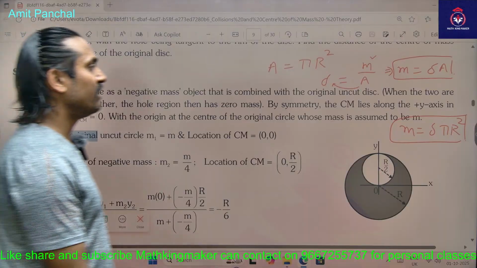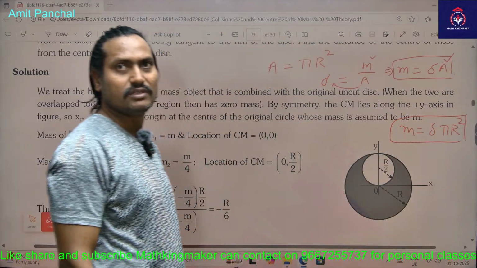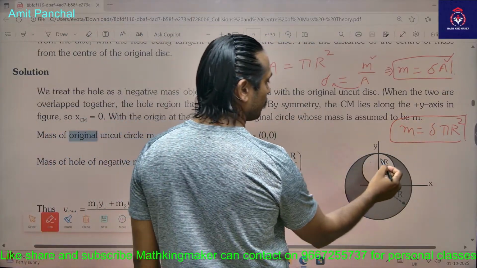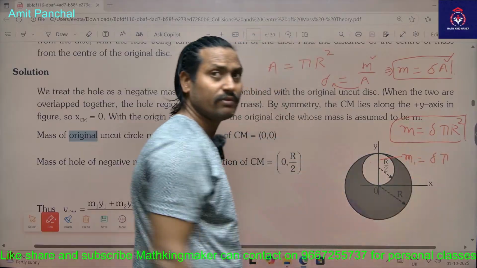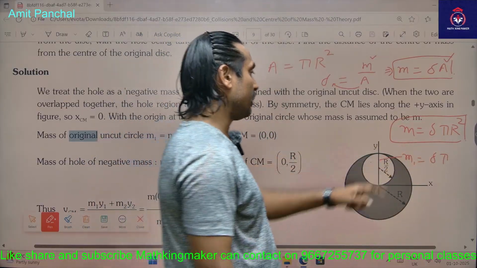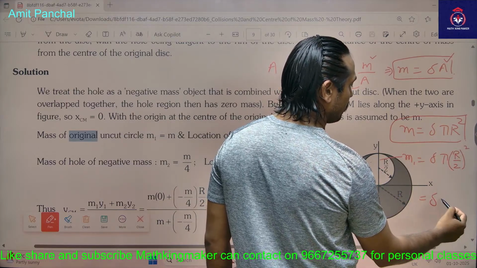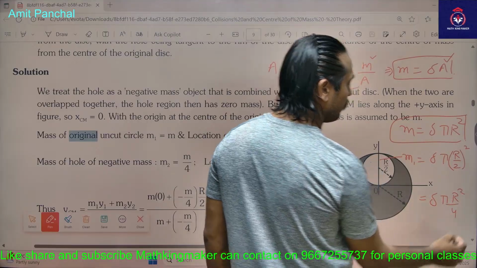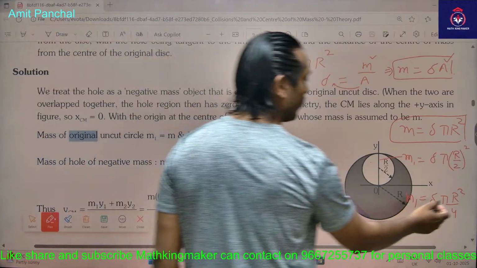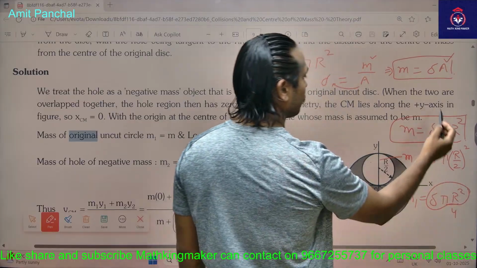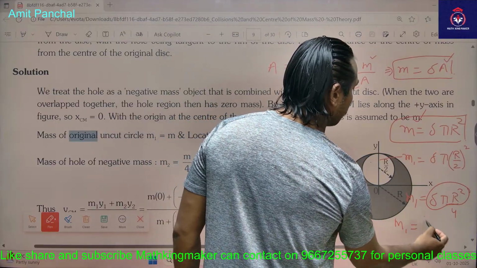So how are we finding its mass? Mass is given by the area, isn't it? So mass of this one will be again sigma and pi. What is the value of radius? Radius is r by 2. And if we make it square, it becomes sigma pi r square by 4. So that is m1, isn't it? What is sigma pi r square? Sigma pi r square is small m. So m1 would be small m by 4.